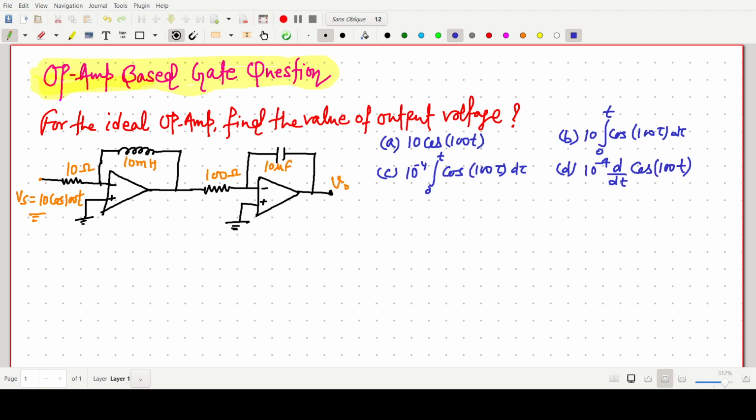Today we will solve an op-amp based GATE question. Okay, so this one is the question. In this question there are two op-amps and these two op-amps are connected in the cascade manner. One circuit is there and another circuit is there.